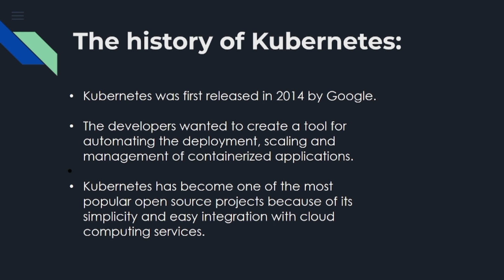Here is the history of Kubernetes. Kubernetes was first released in 2014 by Google. The developers wanted to create a tool for automating the deployment, scaling, and management of containerized applications. Kubernetes has become one of the most popular open source projects because of its simplicity and easy integration with cloud computing services.